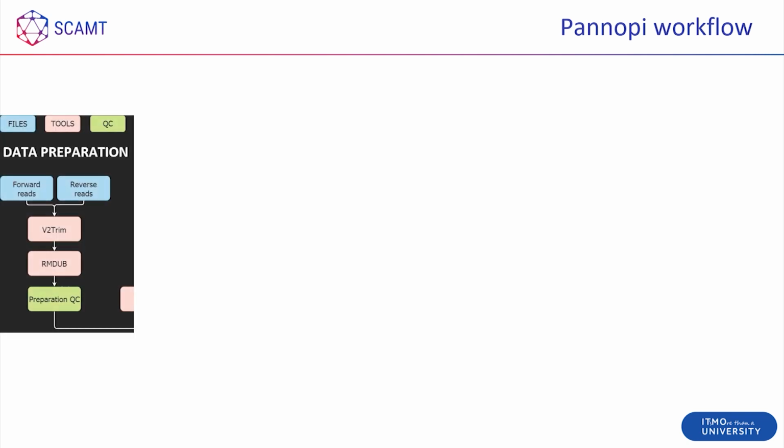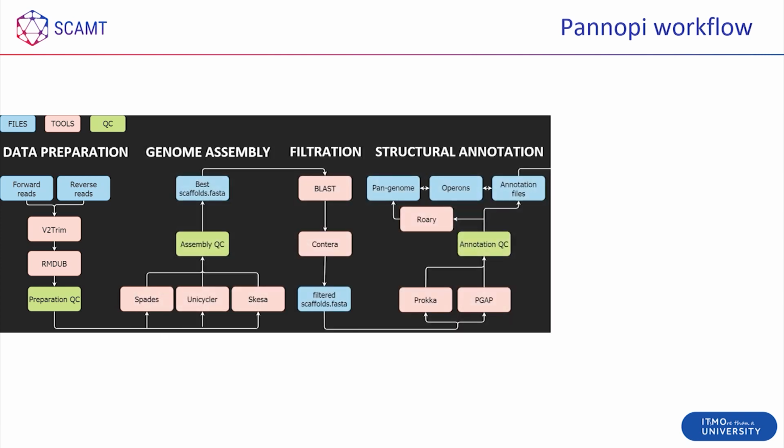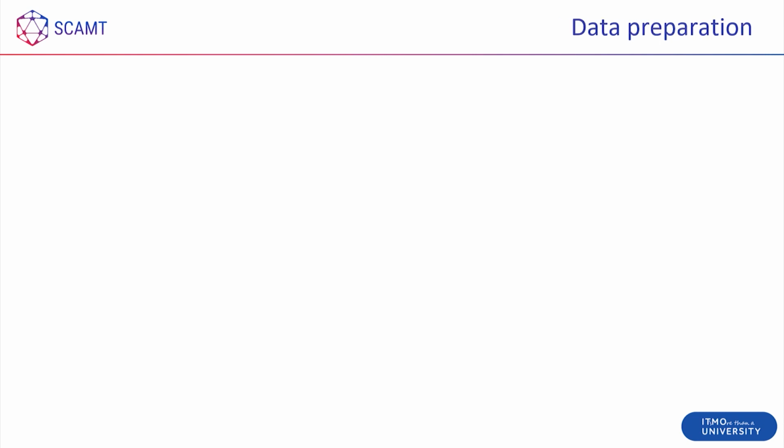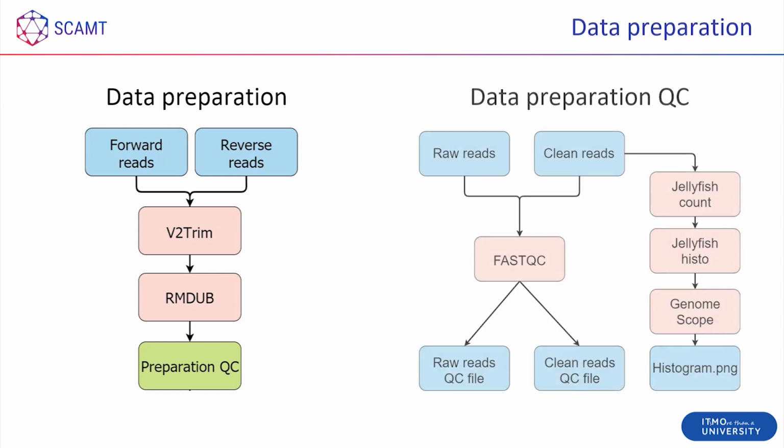Usually, the process of analyzing bacterial genome sequencing follows these steps: data preparation, genome assembly, structural annotation, and functional annotation. Pannopi follows all of these steps with quality control and some additions. It all starts with data preparation. Reads go through trimming and optical duplicates removal, leading to quality control.